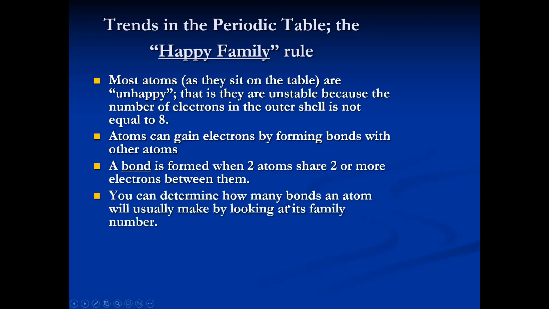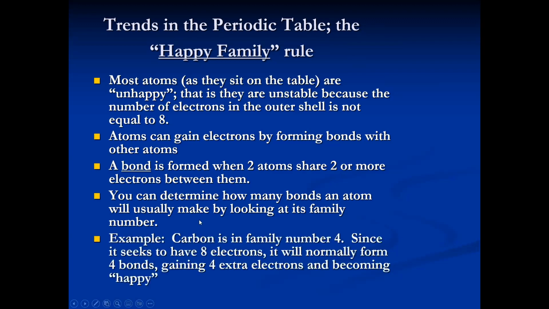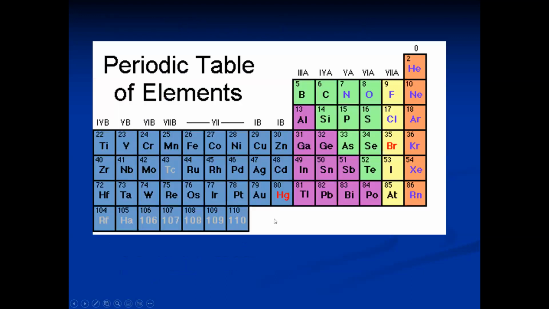You can determine how many bonds an atom will usually make by looking at its family number. How do you do that? Well, you have to take the number 8, subtract the family number, and that's the number of bonds it will form. Since carbon is in family 4, you take the number 8, subtract 4, giving you 4 bonds. So by forming 4 bonds, it gains 4 electrons and becomes happy. When they share electrons, they both get to count them as electrons around them, and that makes them happy.